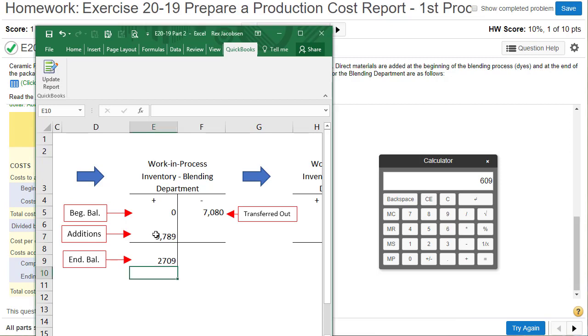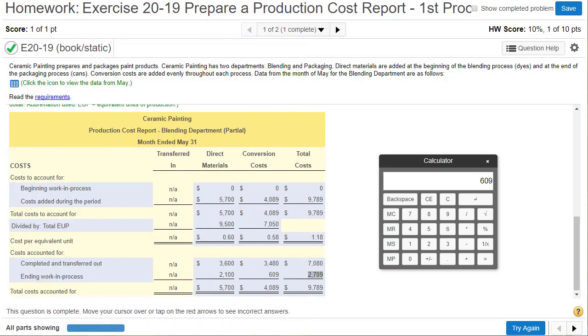And then notice these two added together, the 0 and the 9,789, have to equal this plus this, which they do. So that's one thing on your homework to always double check. Are your costs to account for, 9,789, the same as total costs accounted for? They have to be the same number.